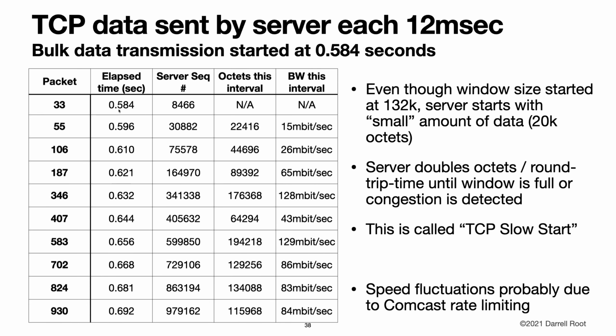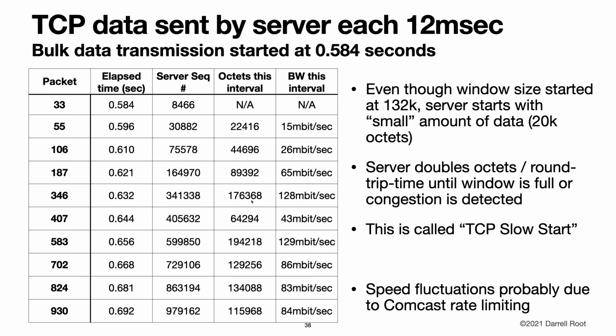Bulk data transmission started at 0.584 seconds into our connection. Our round trip time was 12 milliseconds. So I looked at how many octets were sent each 12 milliseconds during the first 1,000 packets. In the first 12 milliseconds, the octets during that interval was 22,000 octets. The next 12 milliseconds, it was 44,000 octets. The next, it was 89,000 octets. The next, it was 176,000 octets. It's interesting that the octets each round trip time are doubling, and our bandwidth is accelerating up to 128 megabits per second.